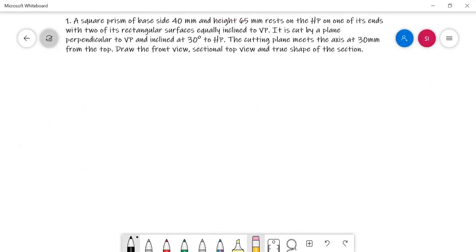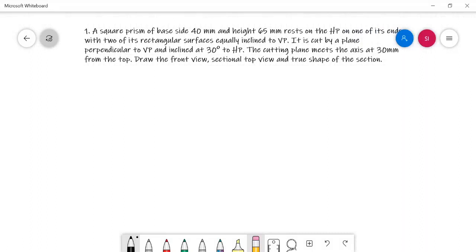So this is the problem. A square prism of base side 40 mm and height 65 mm rests on the HP on one of its ends with two of its rectangular surfaces equally inclined to VP. It is cut by a plane perpendicular to VP and inclined at 30 degrees to HP. The cutting plane meets the axis at 30 mm from the top. Draw the front view, sectional top view, and a true shape of the section. So before proceeding to the sectioning of the solid, let's first draw the solid.